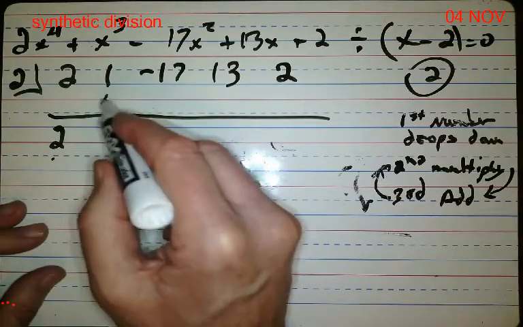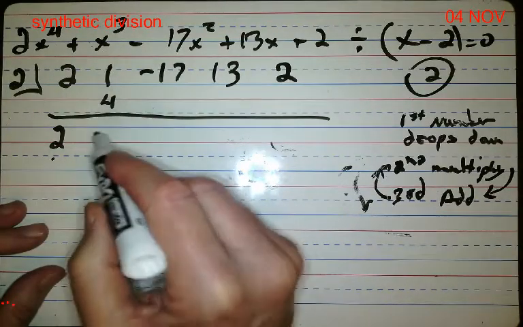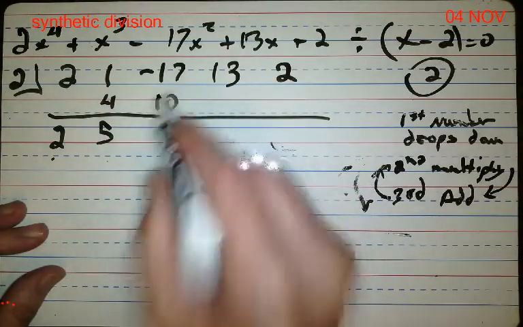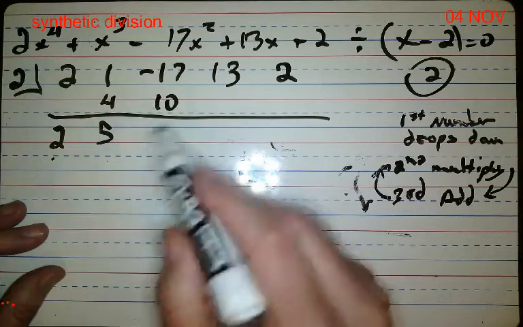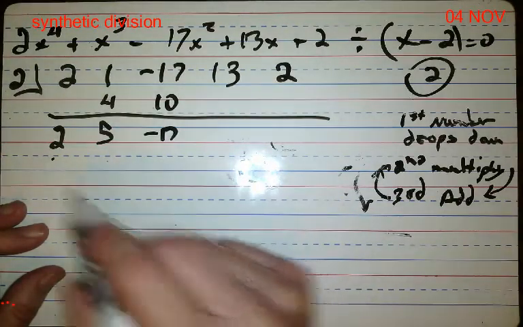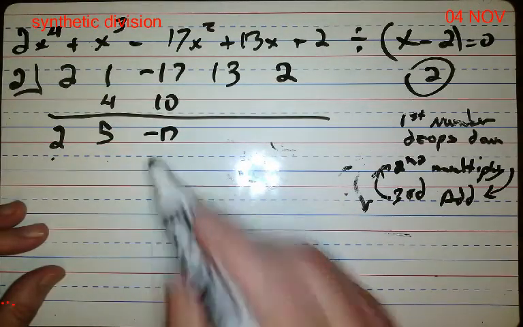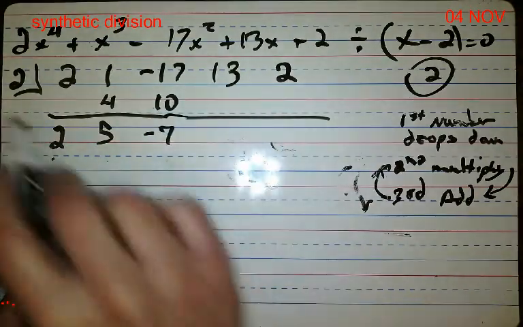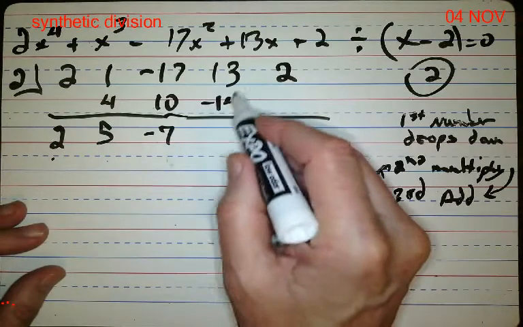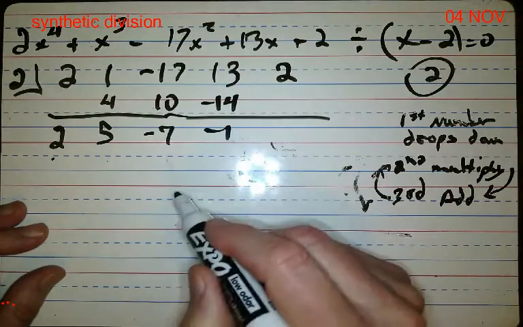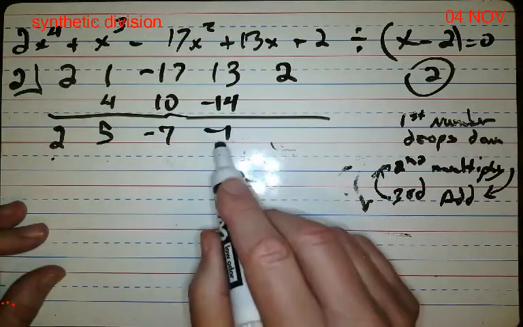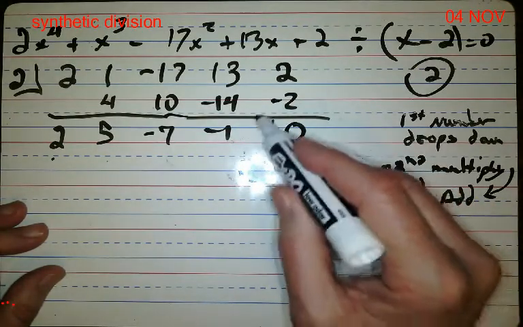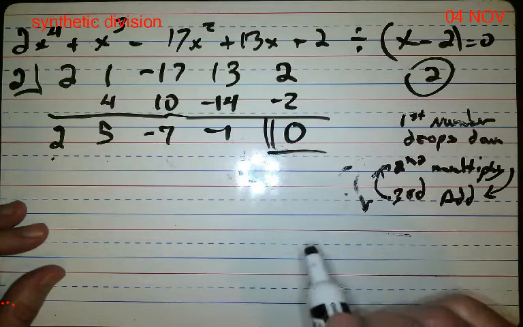Multiply. That's 4. Add. That's 5. Multiply. That's 10. Add. That's negative 7. Multiply. Negative 7, I can't even write. Multiply. That's negative 14. Add. That's negative 1. Multiply. That's negative 2. Add. That's 0. So the last number is the remainder.